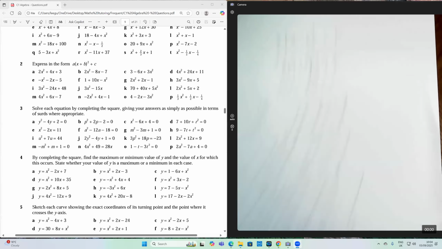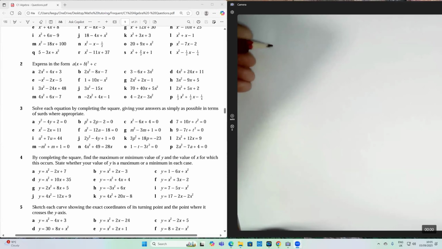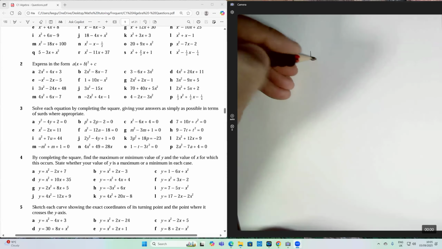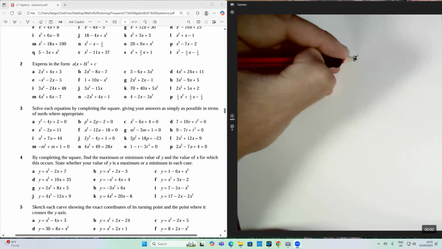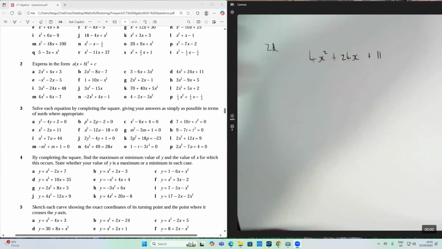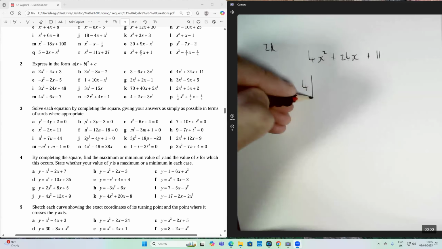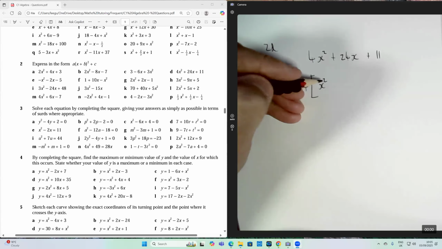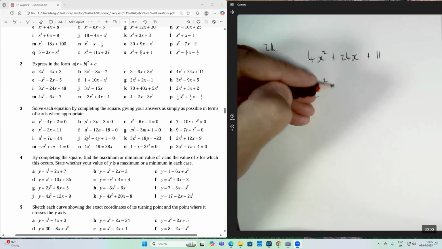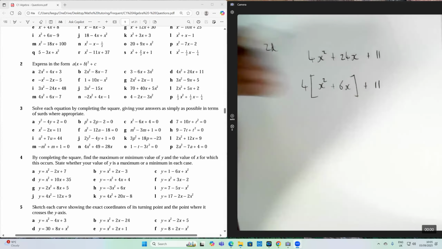Let's do another one. Let's do question 2d, just to do a couple, just to show you how the process works, so you're happy in your own mind that it works how it works. Okay, so here we are in this one. Now, let's have a look at this one. So we're going to take out a factor of 4 here. So that's going to be 4 square bracket, and then that's going to give us x squared plus 6x, like that, plus 11.